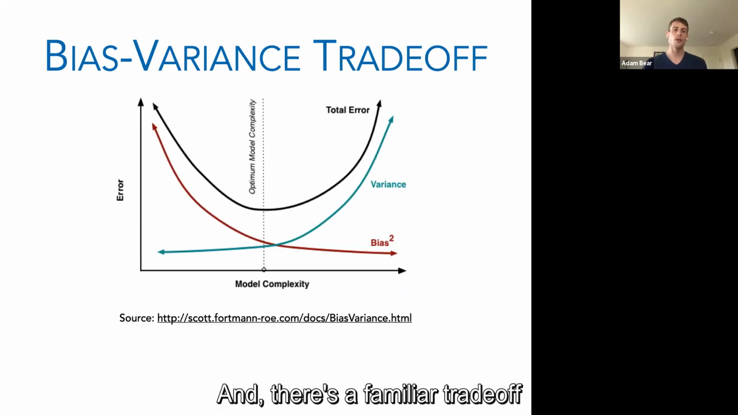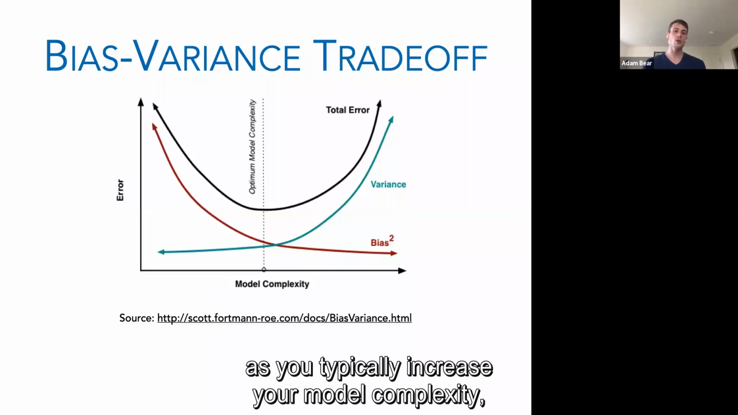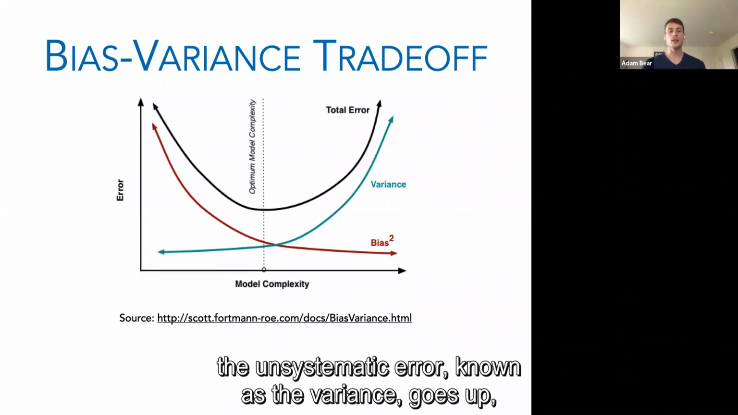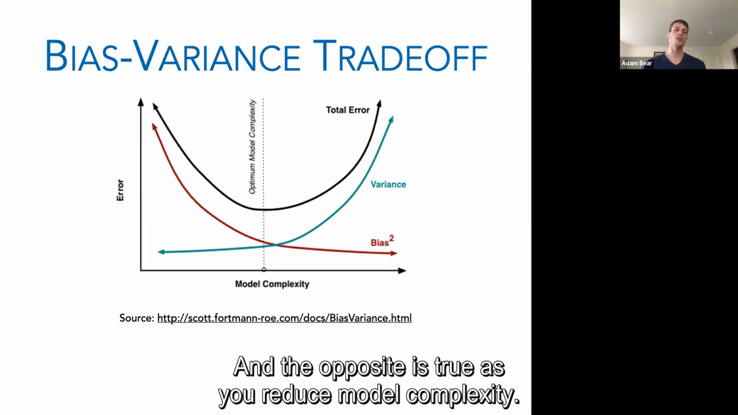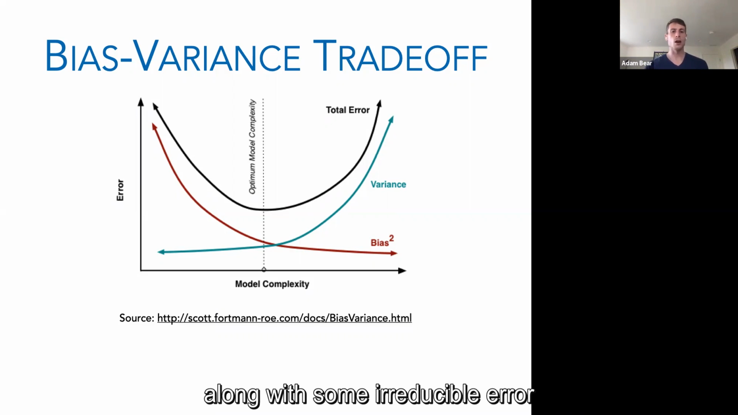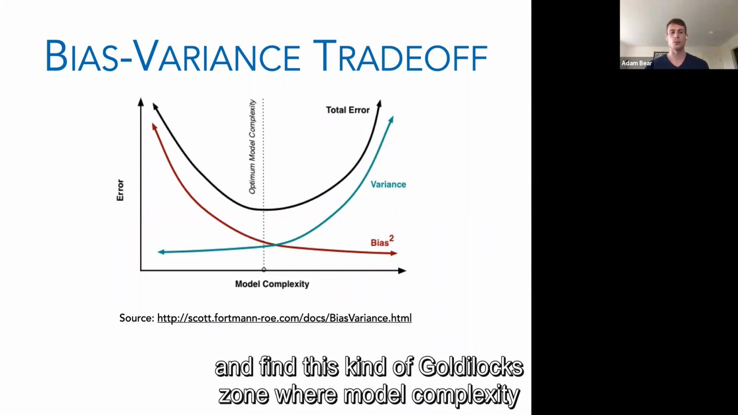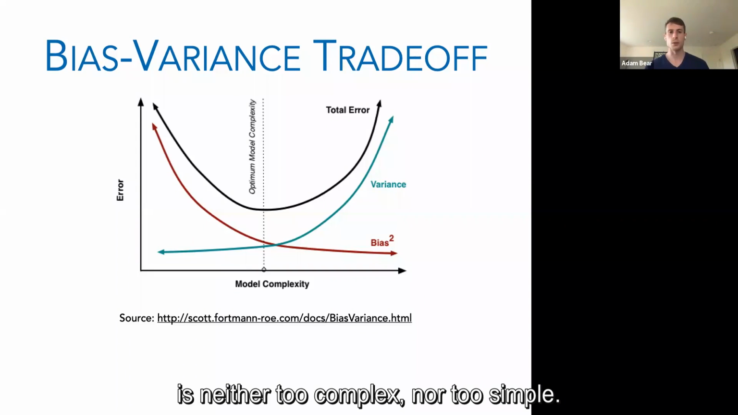And there's a familiar trade-off that arises in machine learning based on model complexity that shows that, as you typically increase your model complexity, the unsystematic error known as the variance goes up, whereas the bias goes down, and the opposite is true as you reduce model complexity. So when thinking about a simple metric like mean squared error, bias squared and variance add up along with some irreducible error to produce the total error. And the goal is to minimize both at the same time and find this kind of Goldilocks zone where model complexity is neither too complex nor too simple.